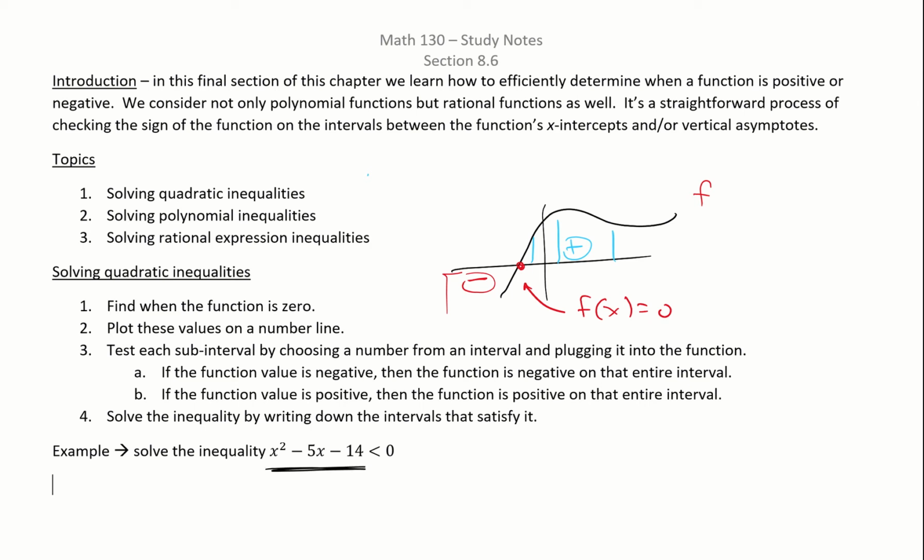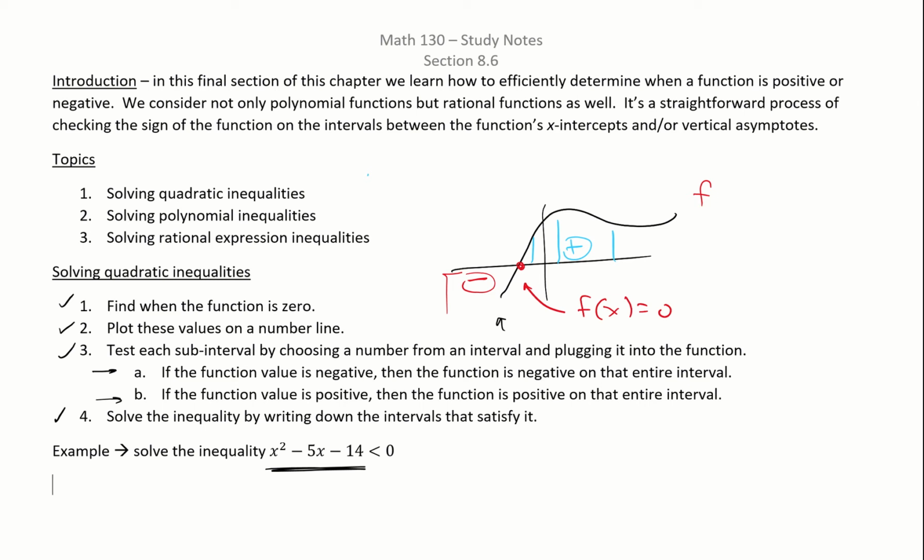So I have some information. I say, find where the function's 0, plot these on a number line, and then test each subinterval. If the function's negative, it's negative on the entire interval, like I was saying up here. And if it's positive, likewise. And then you just write down your answer. So it's pretty straightforward. People tend to get tired and not study this well enough. And really, it's just a matter of doing it.